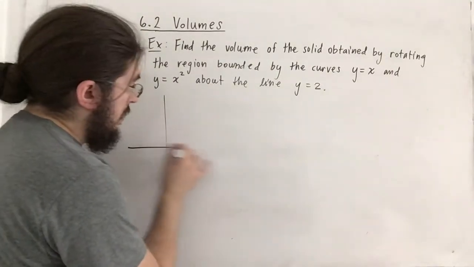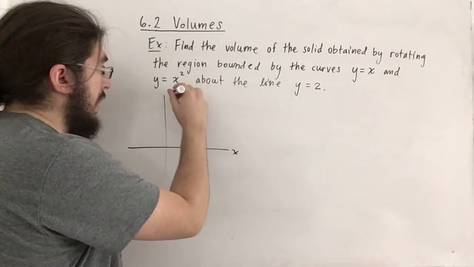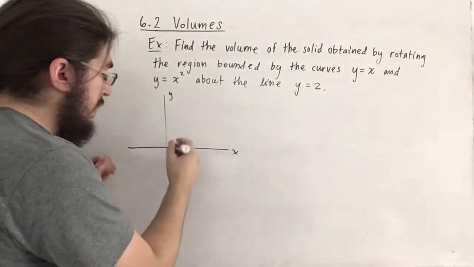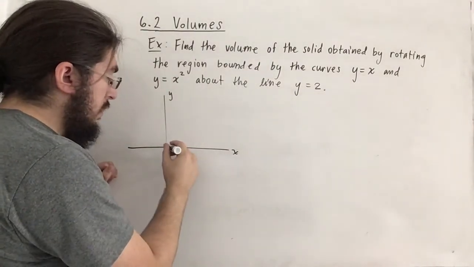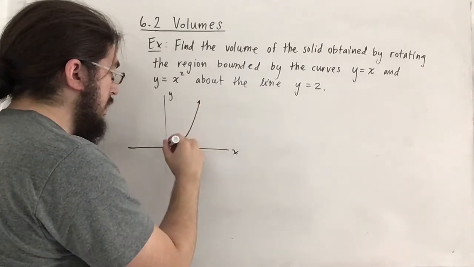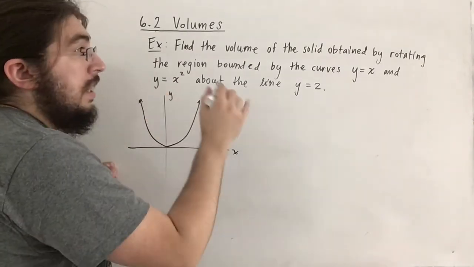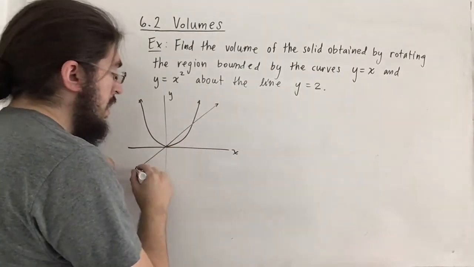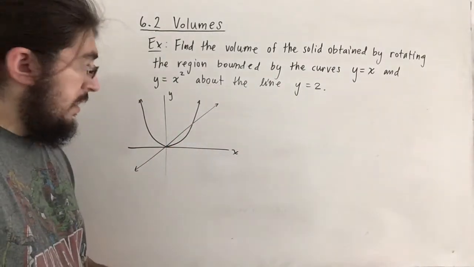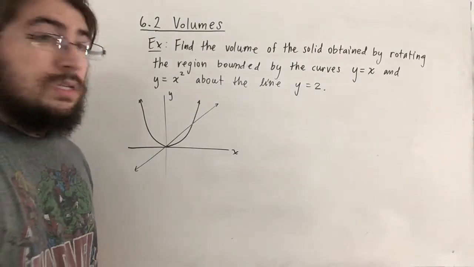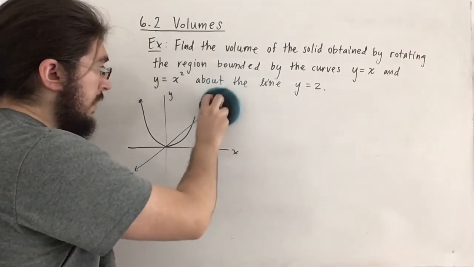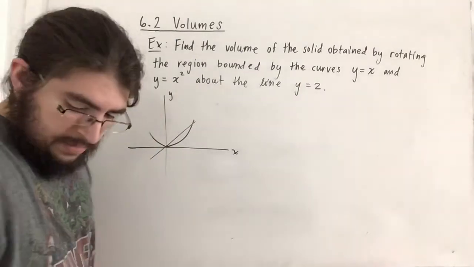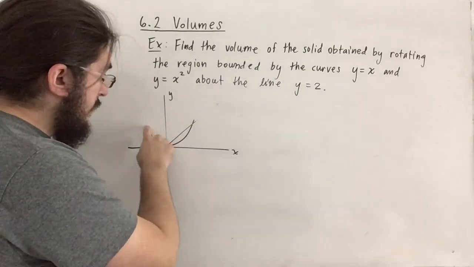So we have the x-axis, y-axis. Let's start with y equals x squared. That's this parabola. Perfect. And then y equals x is this straight line like this. And we can see that the region that these two enclose is just this right here. So I'll erase everything else. There we go. So we get just this little region right there.